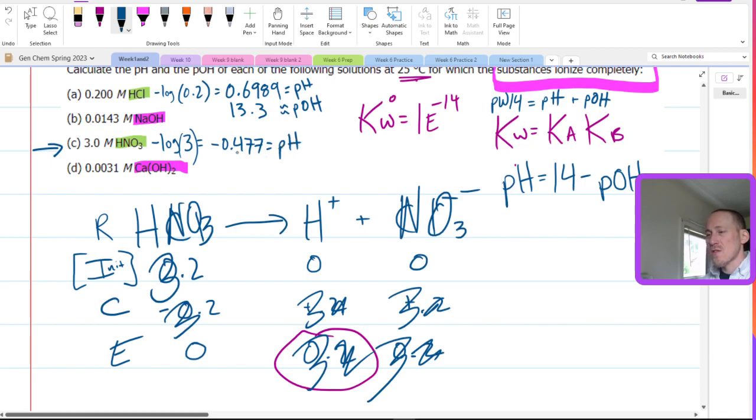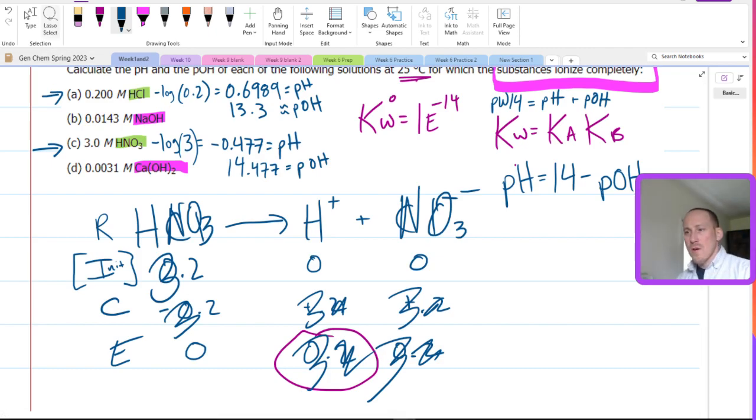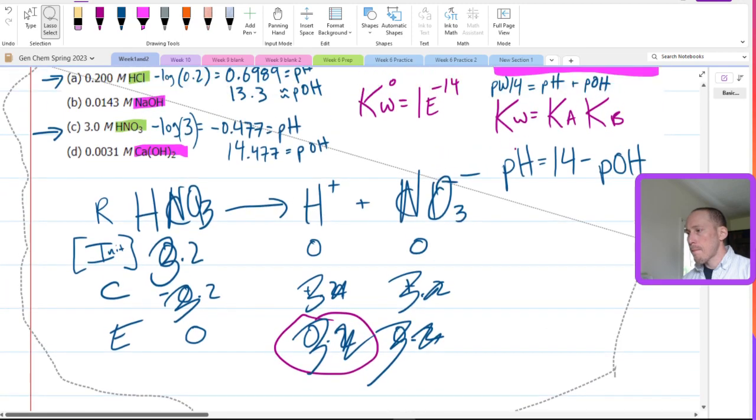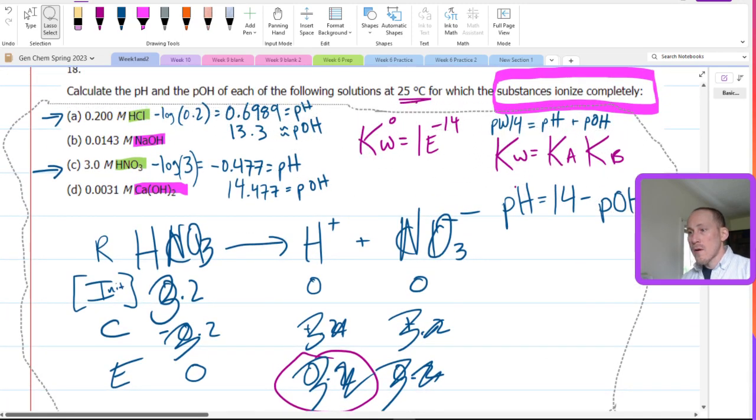So this is super acidic, and 14 minus that is going to be plus that. 14 minus a negative is plus, was the pOH. Very not basic, very acidic. So that is hydrochloric acid there, and our nitric acid.